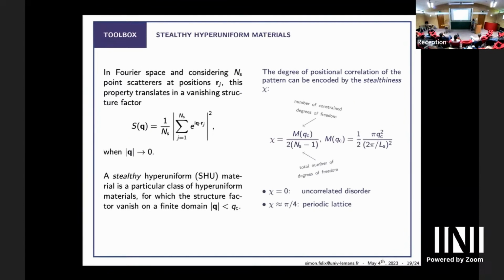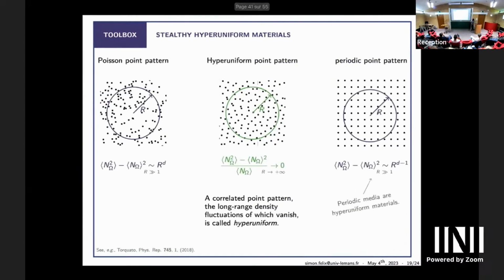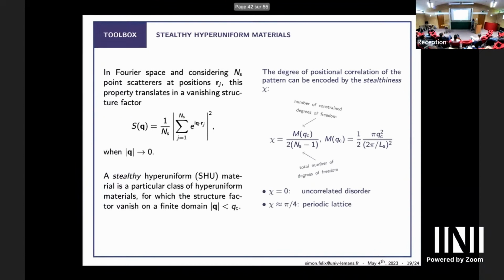In Fourier space, the equivalent of this property is that at long wavelengths, so for Q going to 0, the structure factor will go to 0. And any pattern which has this property of Q going to 0 is a hyperuniform distribution of points.